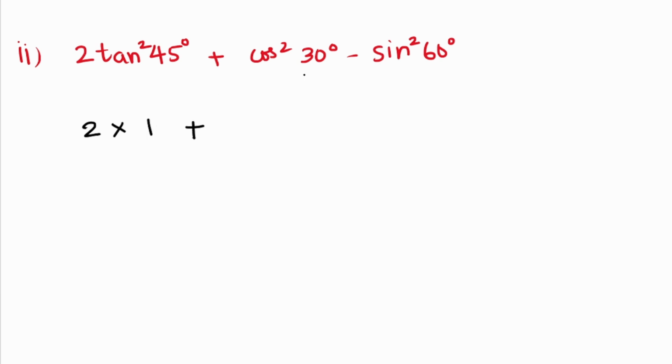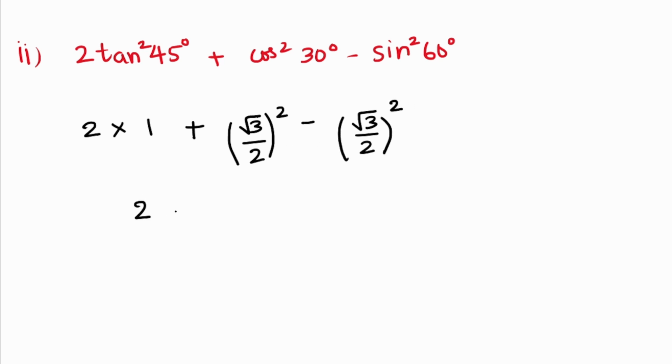Plus cos square 30. What is cos 30? Cos 30 is root 3 by 2. Then you have square, right? So I'll be squaring this, minus sine square 60. Sine 60 is also root 3 by 2. So I'll be writing root 3 by 2 square. So we'll have 2 over here. This is same, right? Root 3 by 2 whole square minus root 3 by 2 whole square. So we can just cancel this out. We'll get the answer as 2.